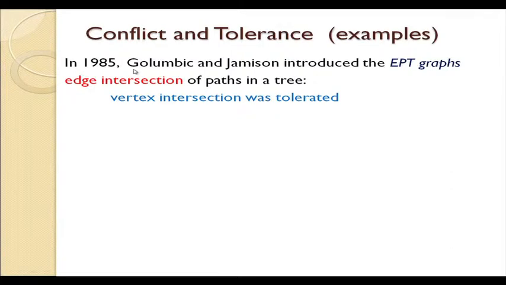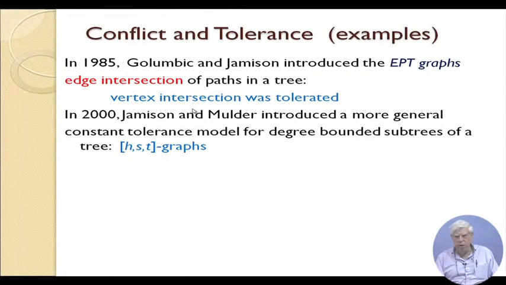Another hook is that if you look at the EPT graphs that we studied last time, so we have edge intersection graphs of paths in a tree. Notice this is a kind of tolerance too. There we tolerated vertex intersection, but we did not tolerate edge intersection. So that too is a kind of loosening of intersection, in a limited fashion, to give you a model that maybe reflects your actual problem, and then raises the question of what kinds of graphs are you and what kinds of things can you do with them. Color them, find cliques, and so on.